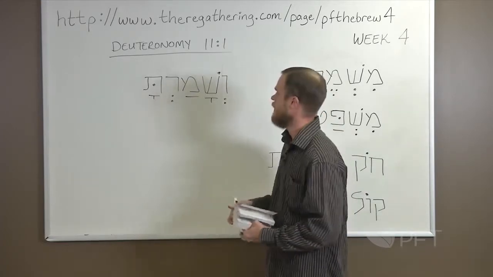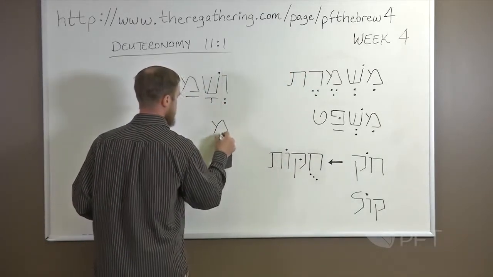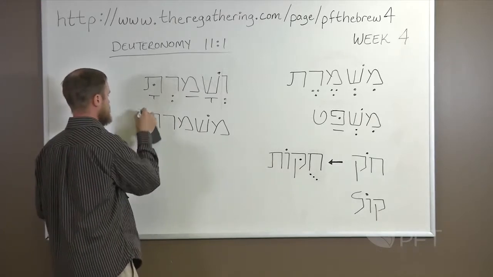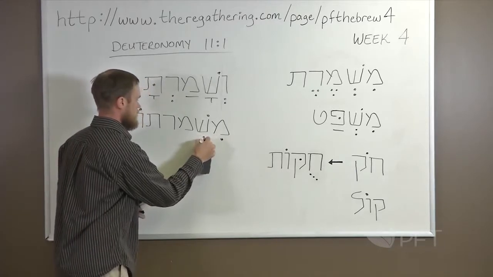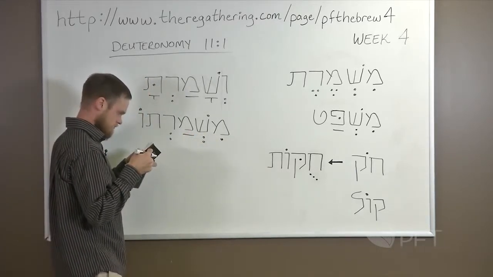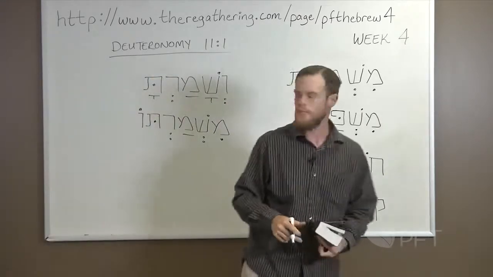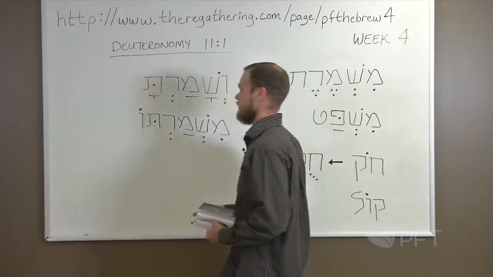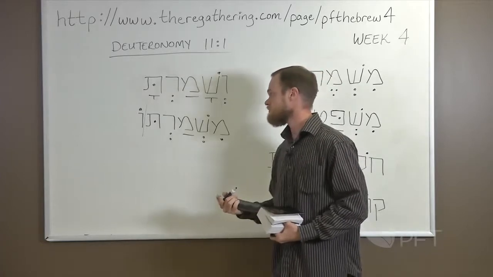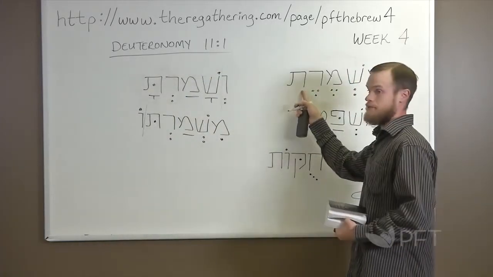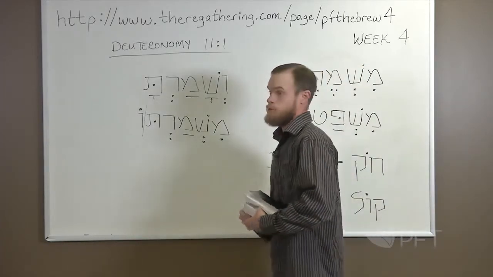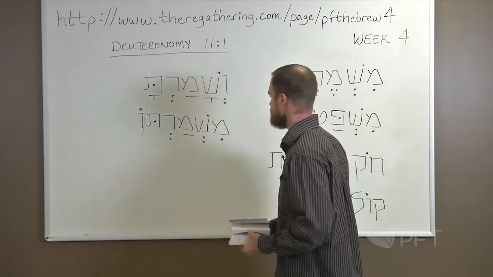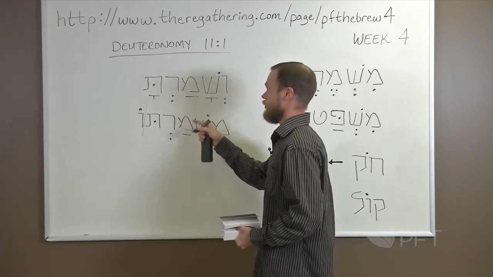Mishmarto. You should be able to see this O at the end. All right, that is our pronominal suffix. That means he or his. The rest of this is mishmeret. So you shall keep his watch, or sometimes this is translated as charge, because it's something you have charge of, something you are assigned to protect. So you shall keep, or you will keep his charge.